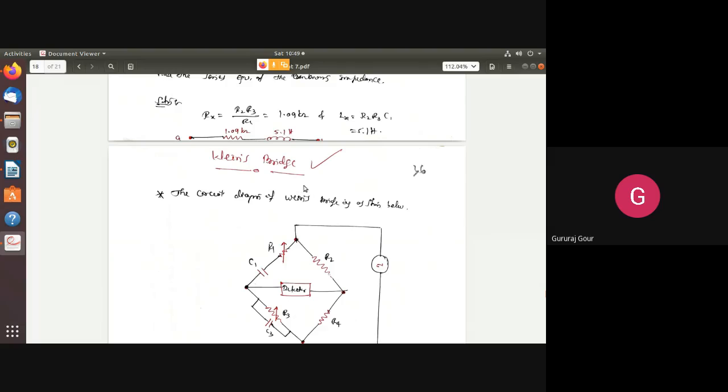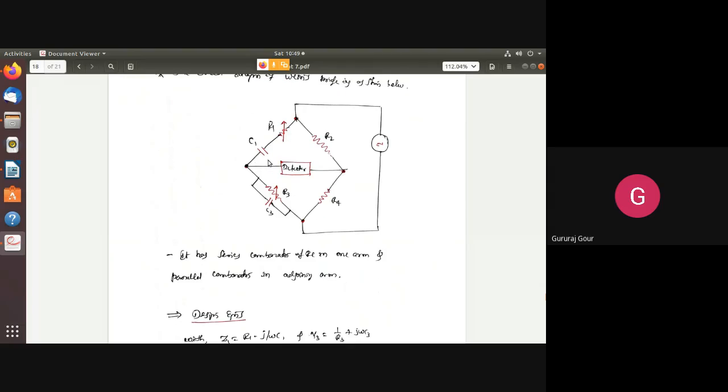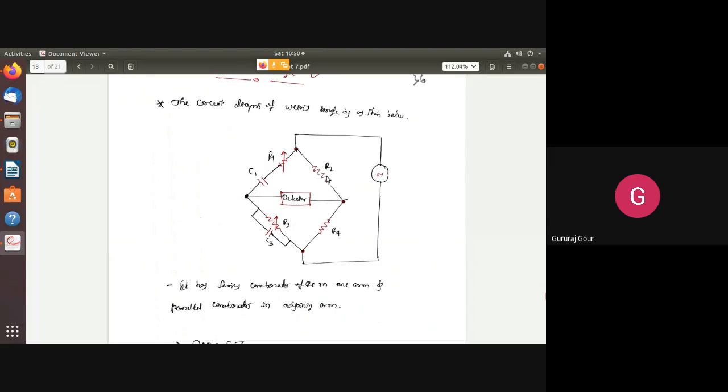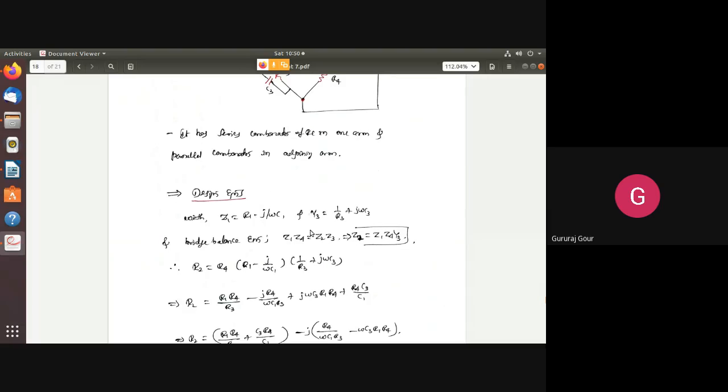So the next one for discussion is the Wien bridge. In the Wien bridge, Z1 is nothing but R1 connected with C1, so we can write it as R1 minus j by omega C1. Z2 is nothing but R2. Z3 is nothing but R3 in parallel with C3. And Z4 is R4.